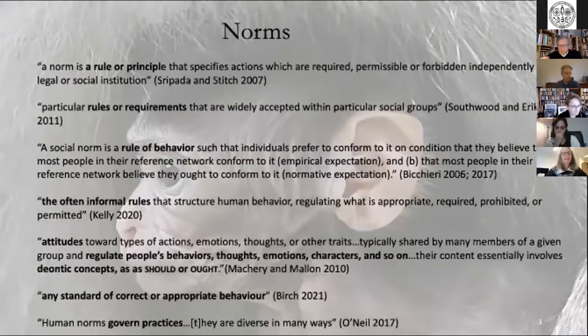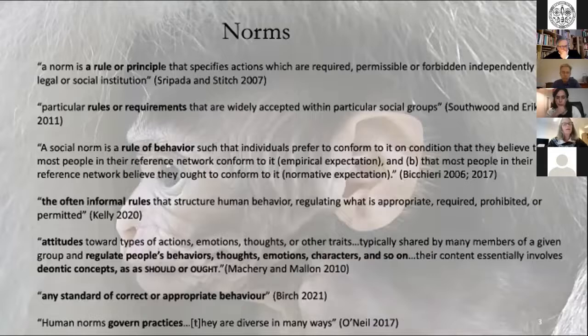But then they add this other thing. We don't have rules, but we have deontic concepts such as should and ought, which brings back something that looks fairly cognitively sophisticated, Jonathan's rock, perhaps. And then Jonathan himself describes norms in his paper from last year as any standard of correct or appropriate behavior.